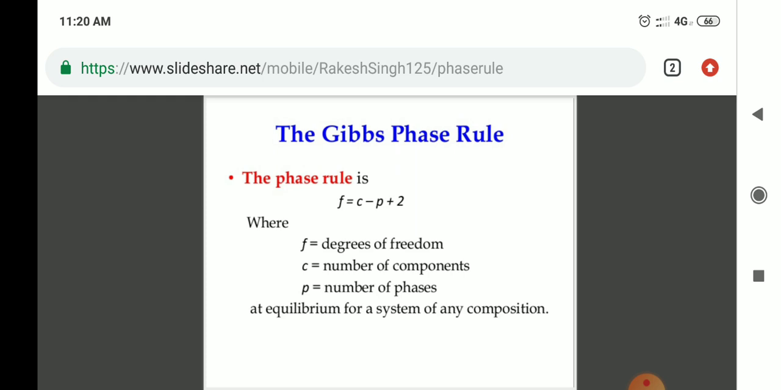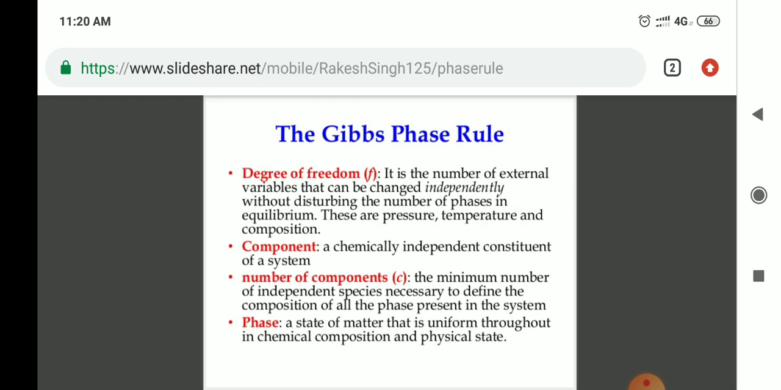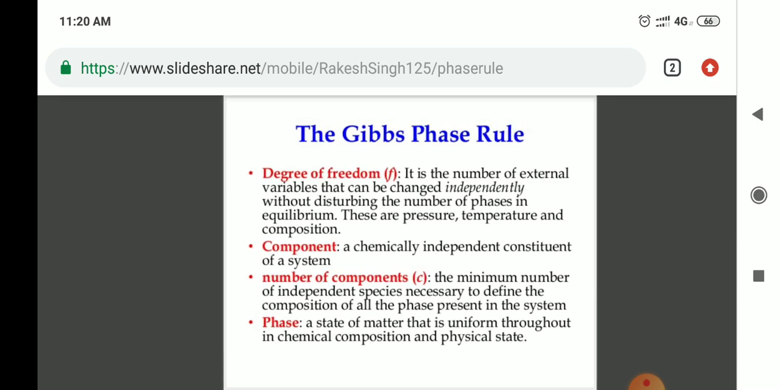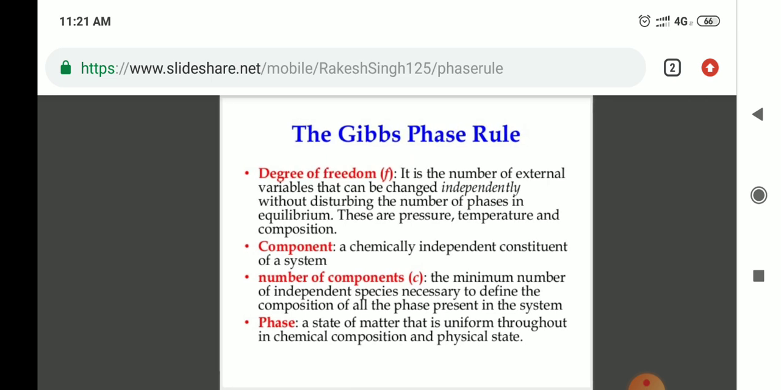In the phase rule, F is the degree of freedom, C means the number of components, and P means the number of phases at equilibrium for a system of any composition. This is the equation for the Gibbs phase rule. Next, the degree of freedom, denoted by F, is the number of external variables that can be changed independently without disturbing the number of phases in equilibrium. These are pressure, temperature and composition, and the degree of freedom is denoted by F.